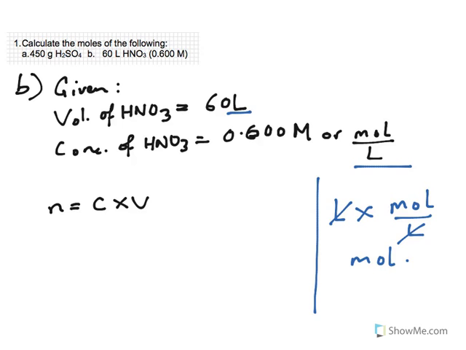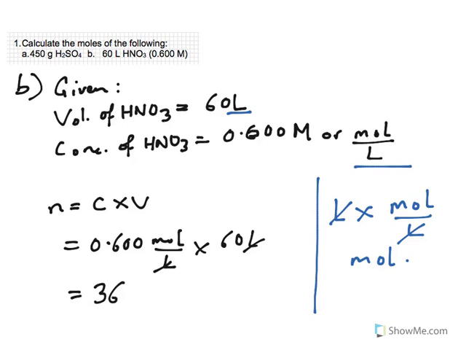Now, for concentration, we have 0.6 moles per liter, multiplied by 60 liters of nitric acid. The liters get canceled out, and we end up with 36 moles. And that is how we can figure out moles of a compound.